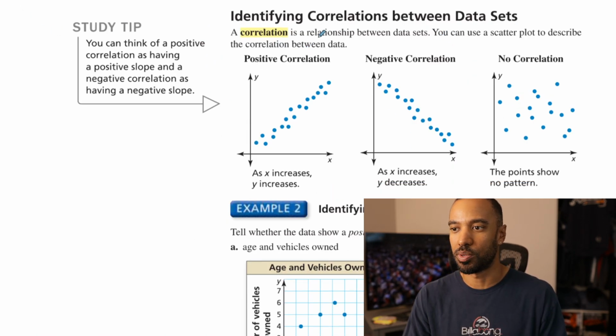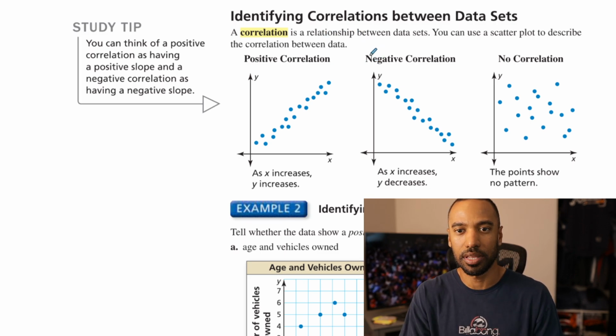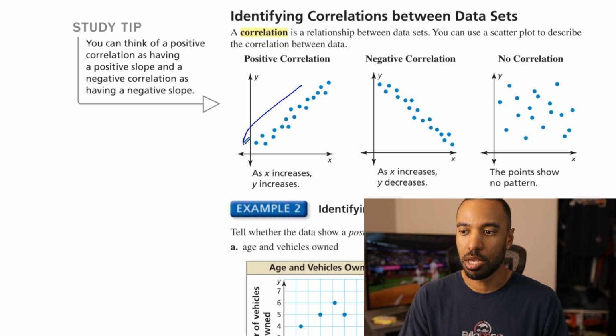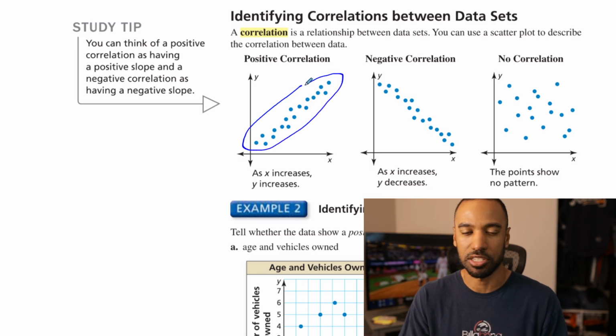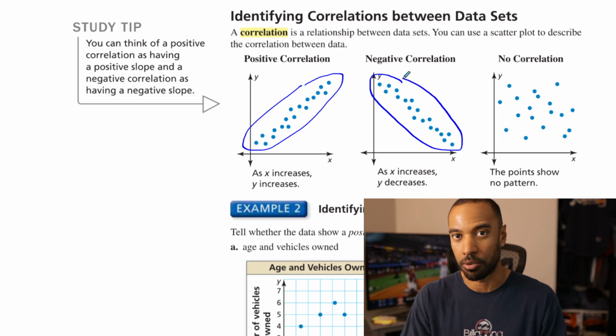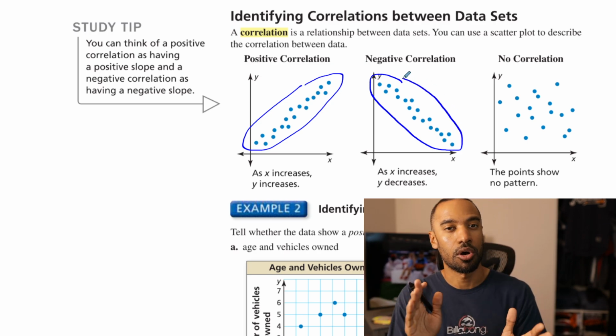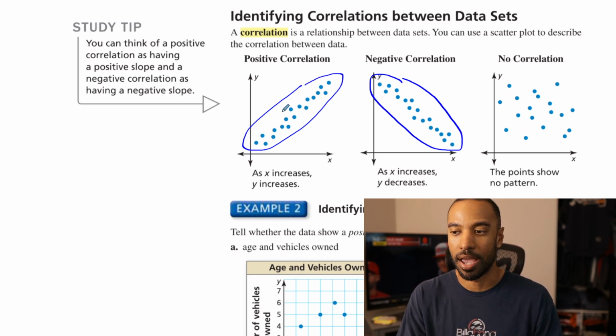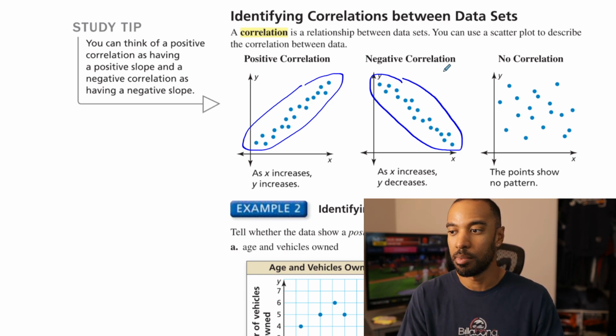Identifying correlations between data sets. So a correlation is a relationship between your data sets. You can use scatter plots to describe them. We can see a positive correlation here. As X goes up, so does Y, and a negative correlation here. As X goes up, Y goes down. So you'll know that positive correlation also has to do with positive slope. Up and right is a positive slope, down and right is a negative slope.